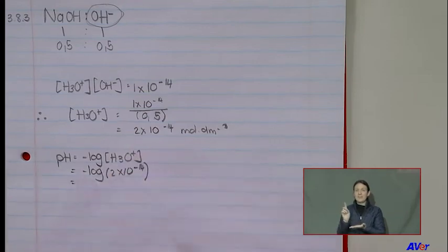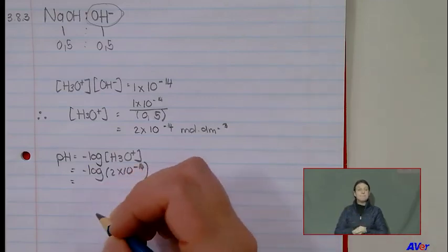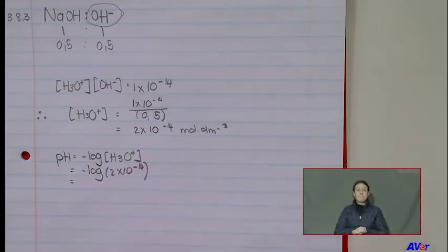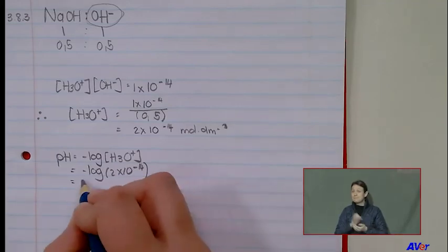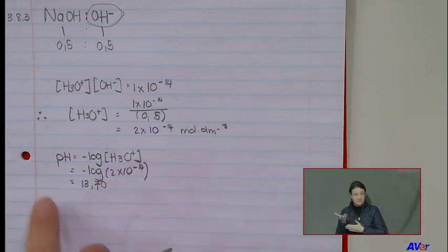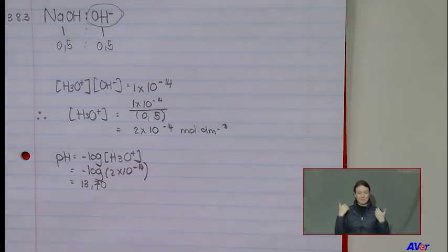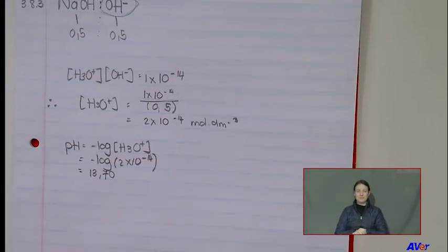And remember, this is a base, so do I expect a pH higher than 7? Yes. And it's a strong base, ne? What do you get? 13.7. Okay, so that is the pH of the sodium hydroxide. Happy with that? Okay. There's my questions.